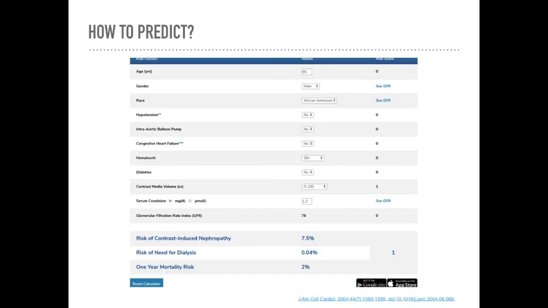And of course, there is a handy tool which is available on most mobile devices that can be used to predict the risk of contrast-induced nephropathy. The Mehran score takes into account hypotension, the use of intra-aortic balloon, congestive heart failure, diabetes, baseline creatinine, and the volume of contrast that has been injected. And the higher the score, the higher the risk of contrast nephropathy, and also the higher the one-year mortality.